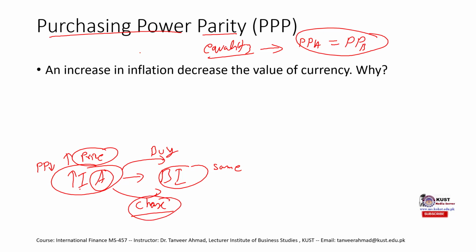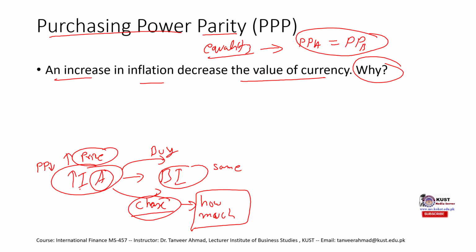So what purchasing power parity helps us do is determine how much the exchange rate would change. This theory would help us in determining this change. But the idea is that purchasing power would remain the same. Okay, so an increase in inflation would decrease the value of currency. Now, why is that so?